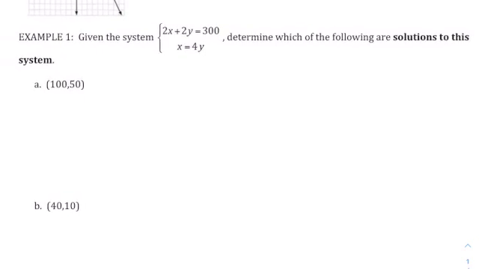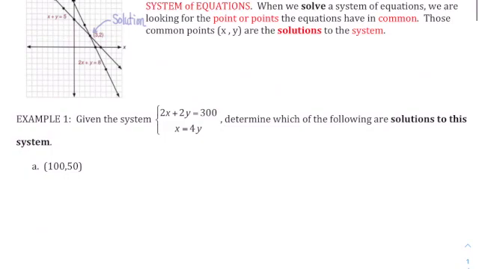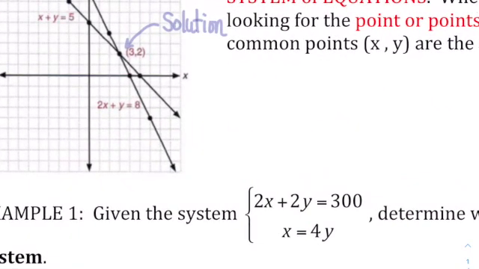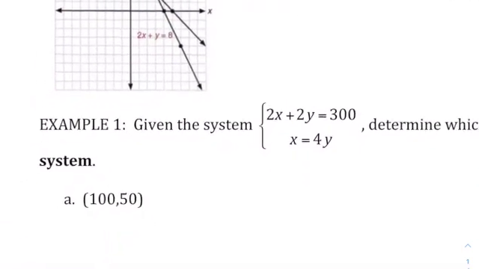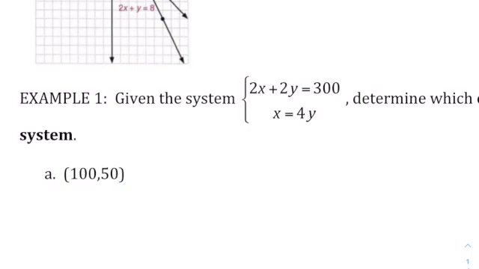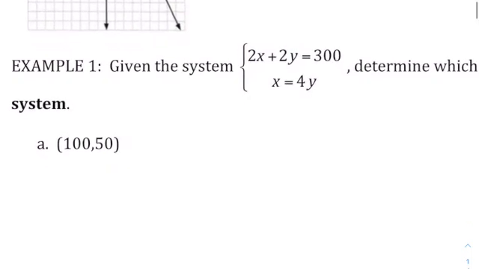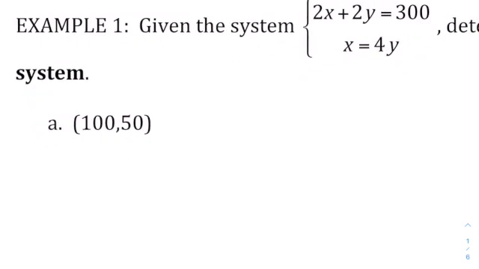Now understand, if you look at the first graph, they have to be using the same points. That means the ordered pair they give you has to work for both equations. So that's what we're going to do. We are going to plug in the numbers for both equations and see if they all work out. So first number is x, second number is y. So x in this case is 100 and y is 50. So I'm going to plug it in.